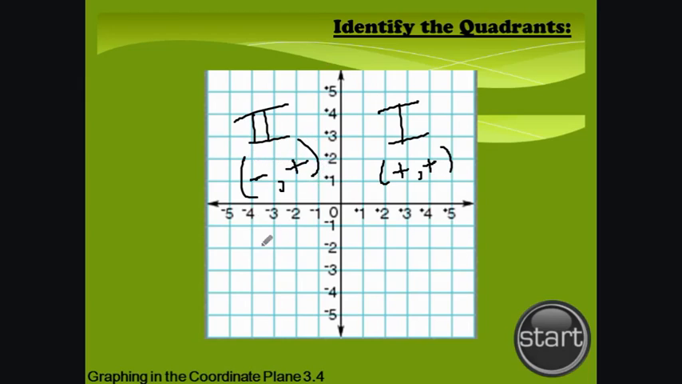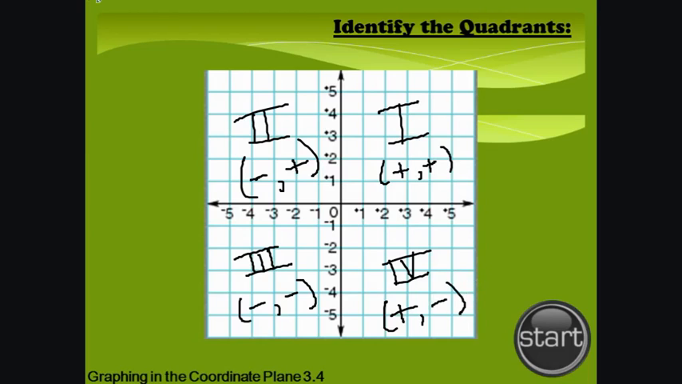So the ordered pairs of quadrant 2 are going to be x is going to be negative and y is going to be positive. In quadrant number 3, we're moving to the left on our x-axis, so it's going to be a negative value, and then we're moving down, which is also negative. So both of those values are going to be negative. And in quadrant 4, on our x-axis we're moving to the right, so it's positive, and then we're moving down, which would be a negative value for our y-axis.